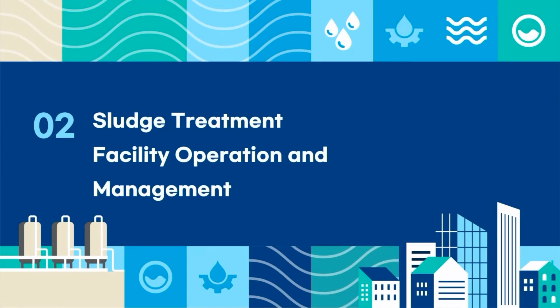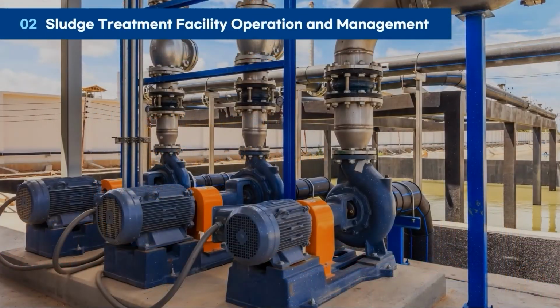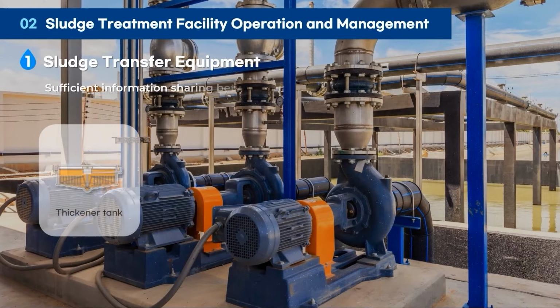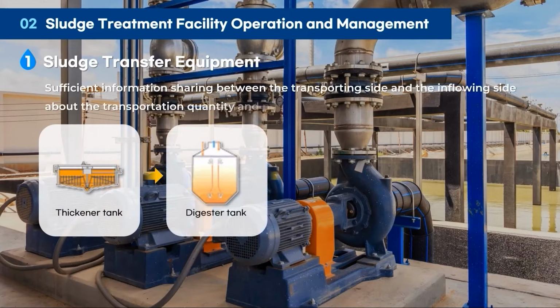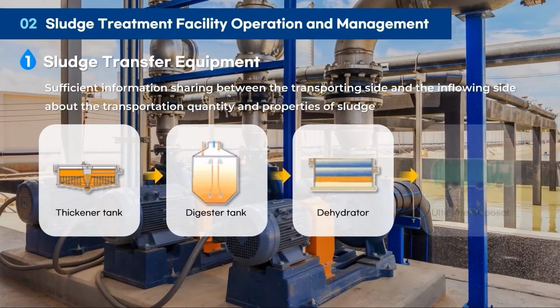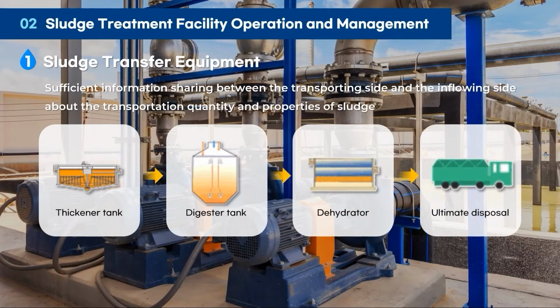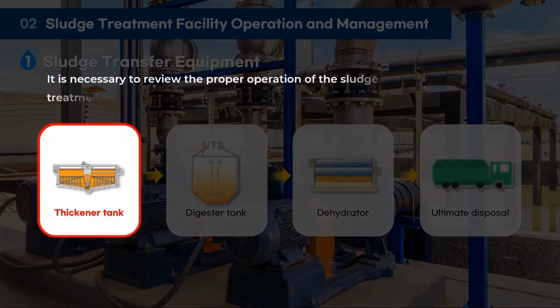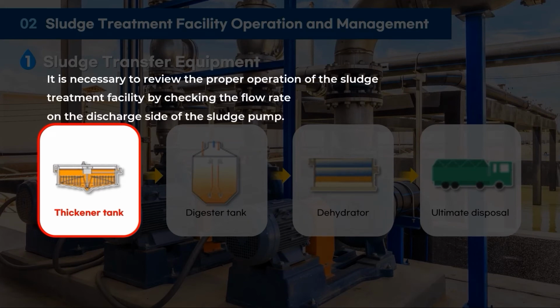Sludge treatment facility operation and management. To operate a sludge treatment more efficiently, the following operational management factors should be considered. First, sufficient information on the volume of sludge conveyed from the conveyance facilities to inflow, and the characteristics of sludge should be shared. And the rate of discharge flow from the sludge pump should be checked.